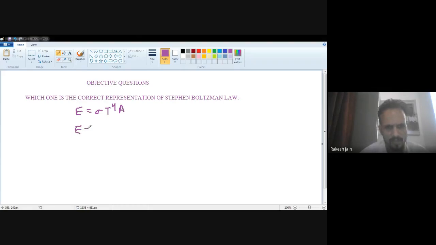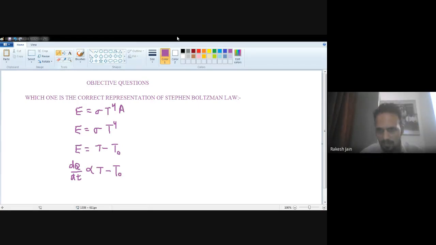E is equal to sigma T raised to the power 4. Another is T equal to T minus T0, or dQ upon dt is proportional to T minus T0. You can write your answer in the text message. Yes, the answer is B. Very good, the answer is correct.